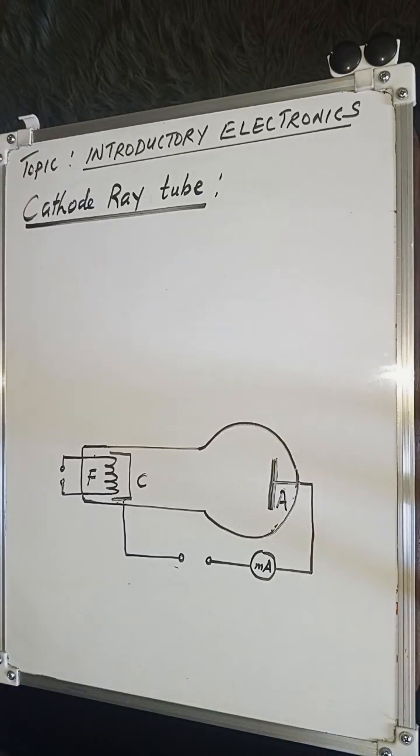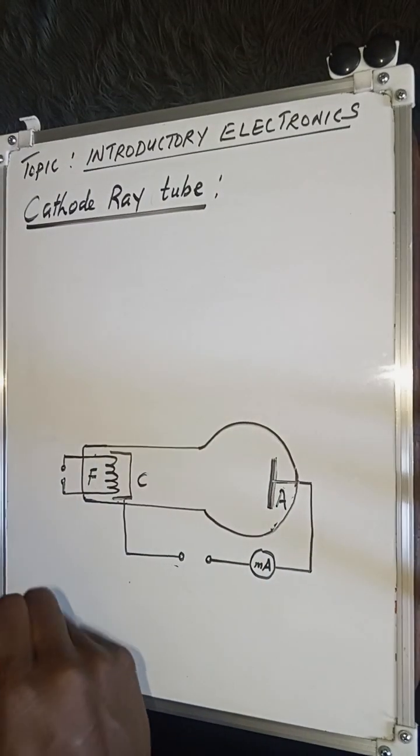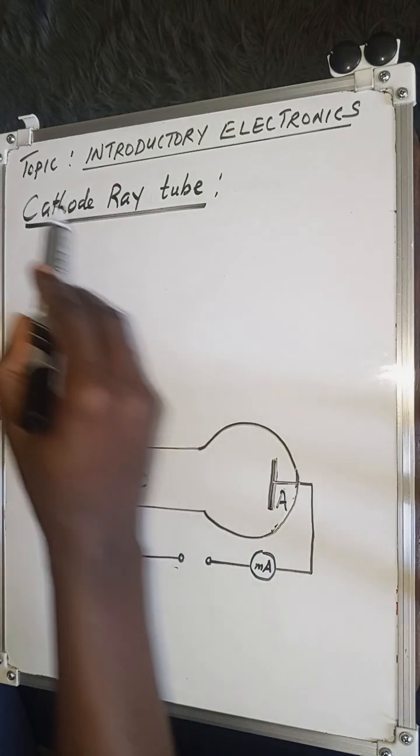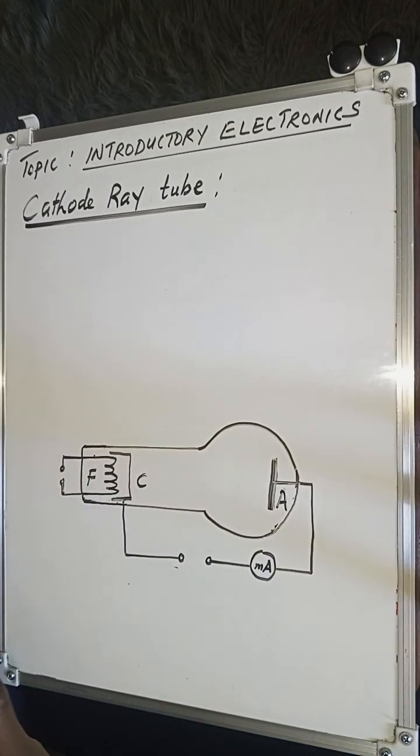So welcome to another segment of my physics videos. We are starting a new discussion called Introductory Electronics. So we are going to introduce you to electronics, but we are going to start with the cathode ray oscilloscope.